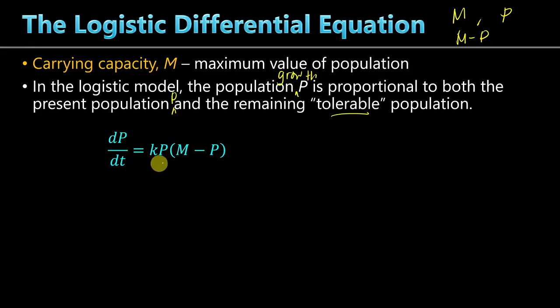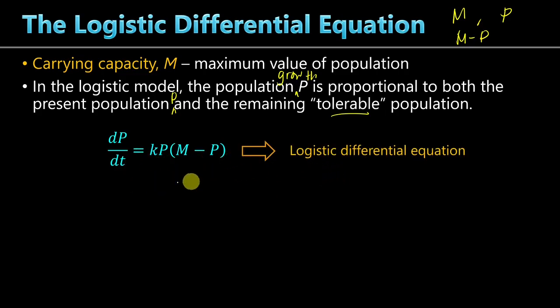But in addition to that, ito ngayon yung pagbabago na nangyari dyan, no? dP over dt, or this population growth, is also proportional to the remaining tolerable population, no? Yan yung amount ng population na pwede pa nating idagdag bago marating yung maximum value. Okay, so we now have what we call the logistic differential equation.